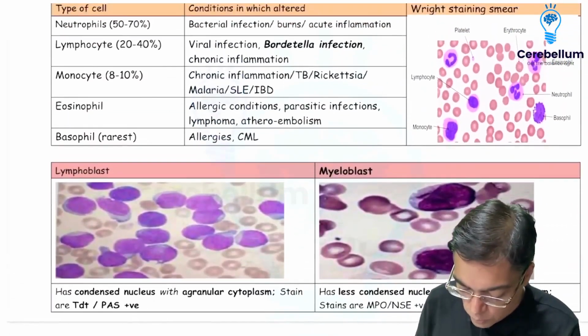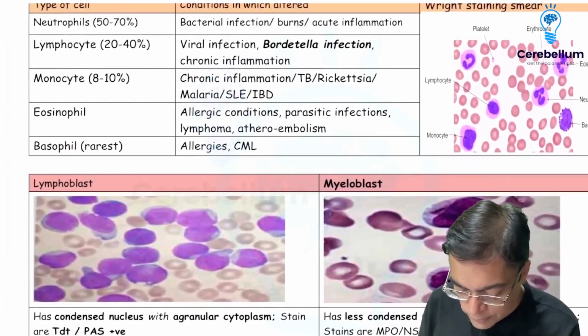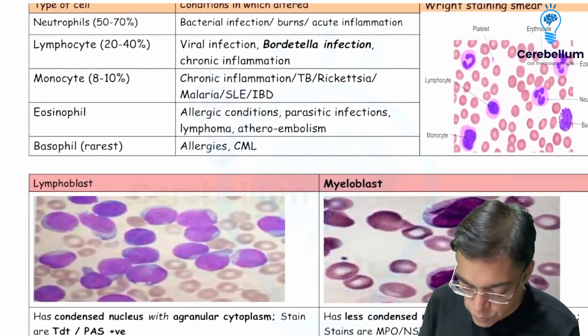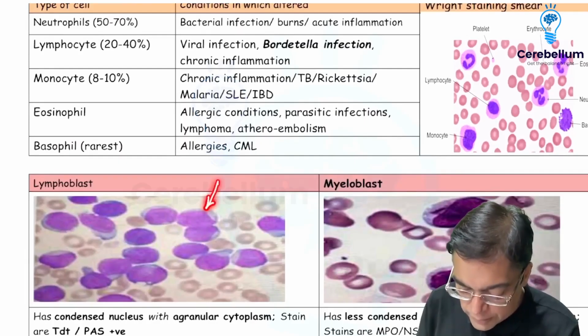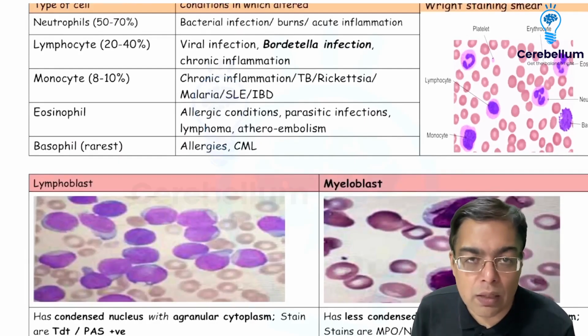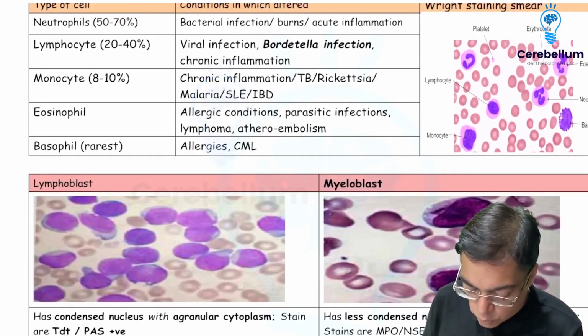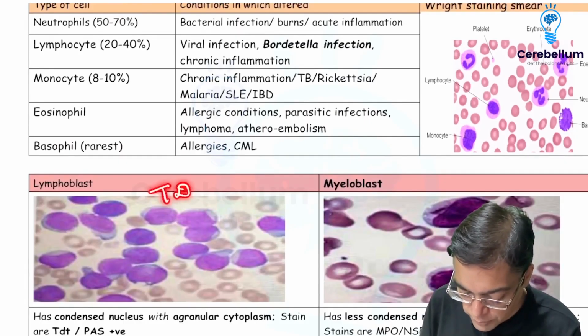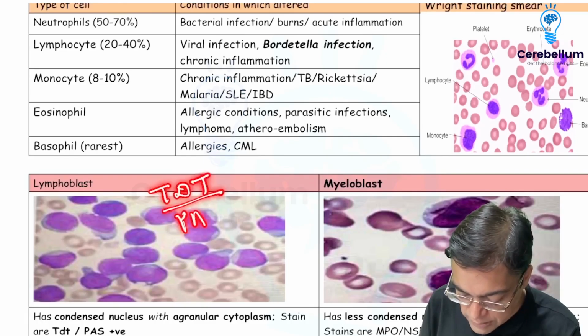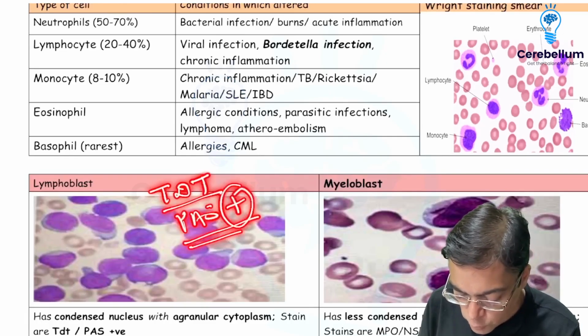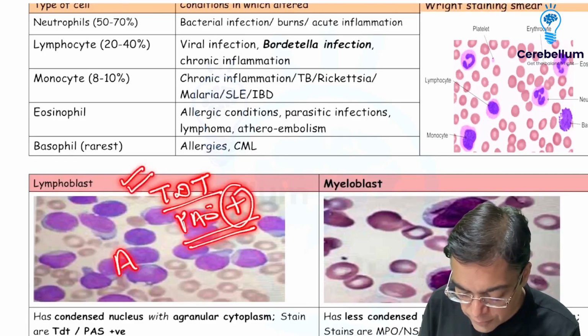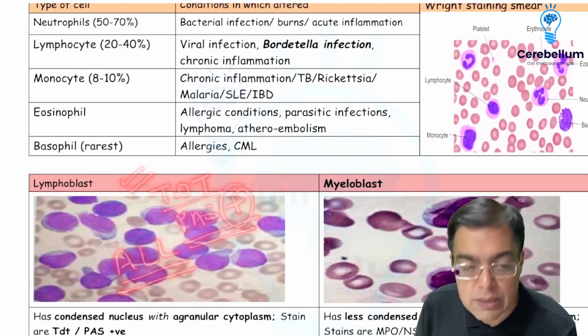One is going to be given the name of a lymphoblast, the cell which is going to have a condensed nucleus and an agranular cytoplasm. Lymphoblasts are going to be picked up with the help of stains like the TdT stain and the PAS stain. Of course, the number of lymphoblasts is going to be increased in a cancer that is given the name of acute lymphoblastic leukemia.